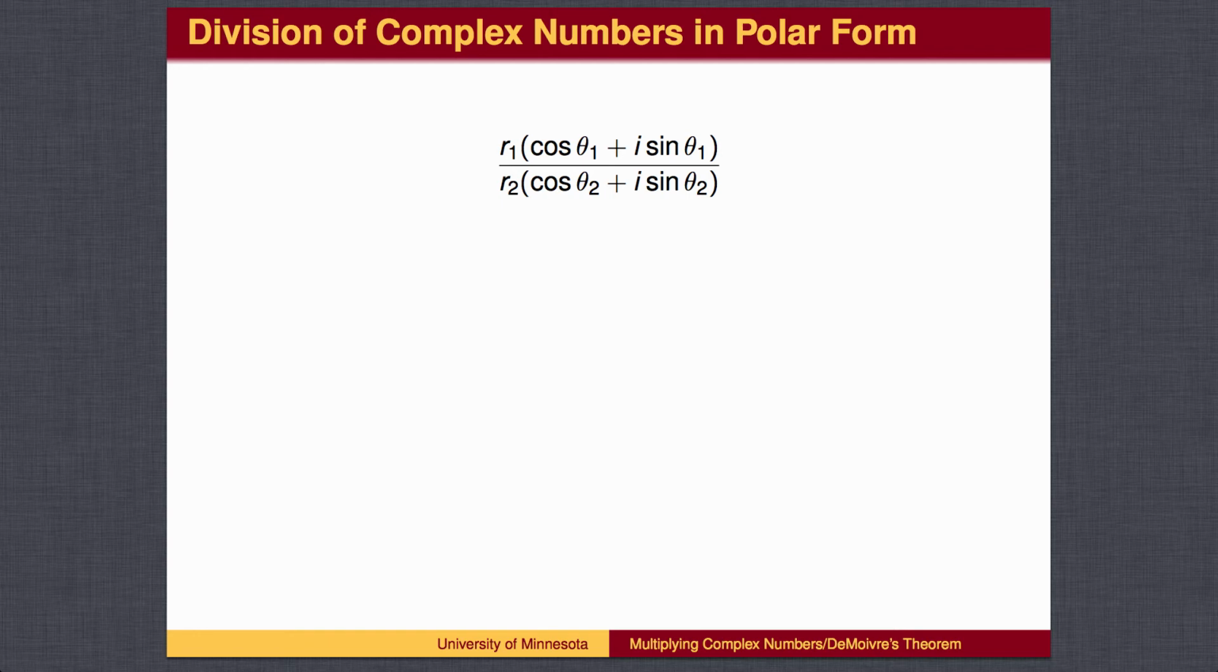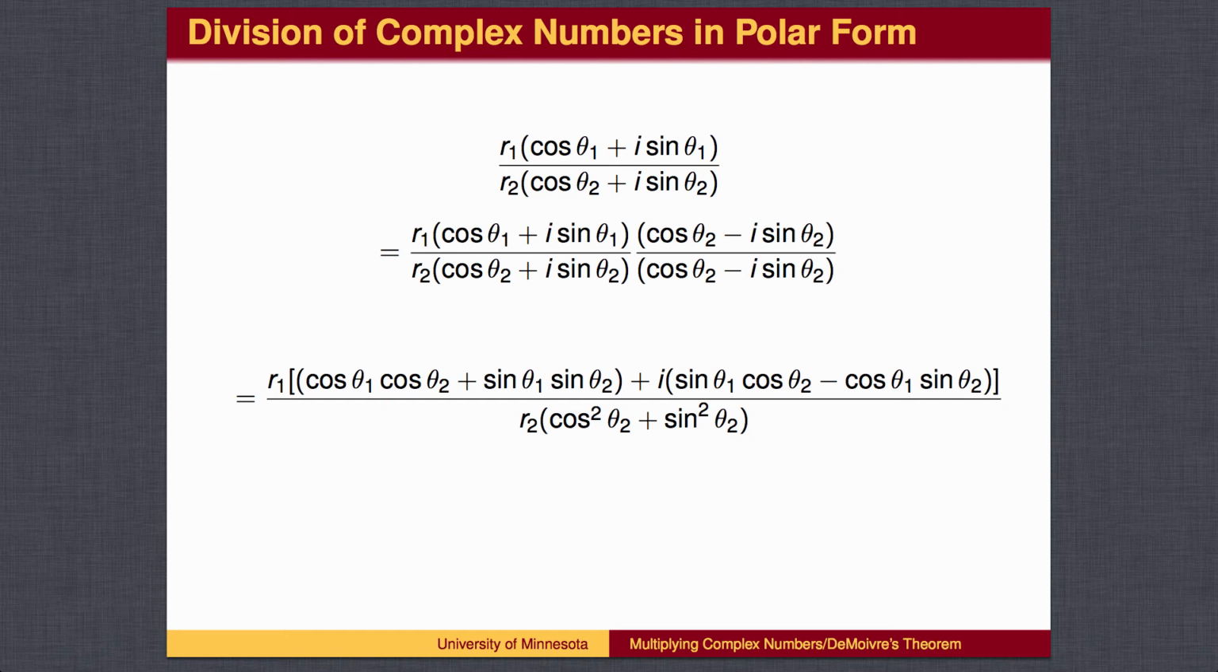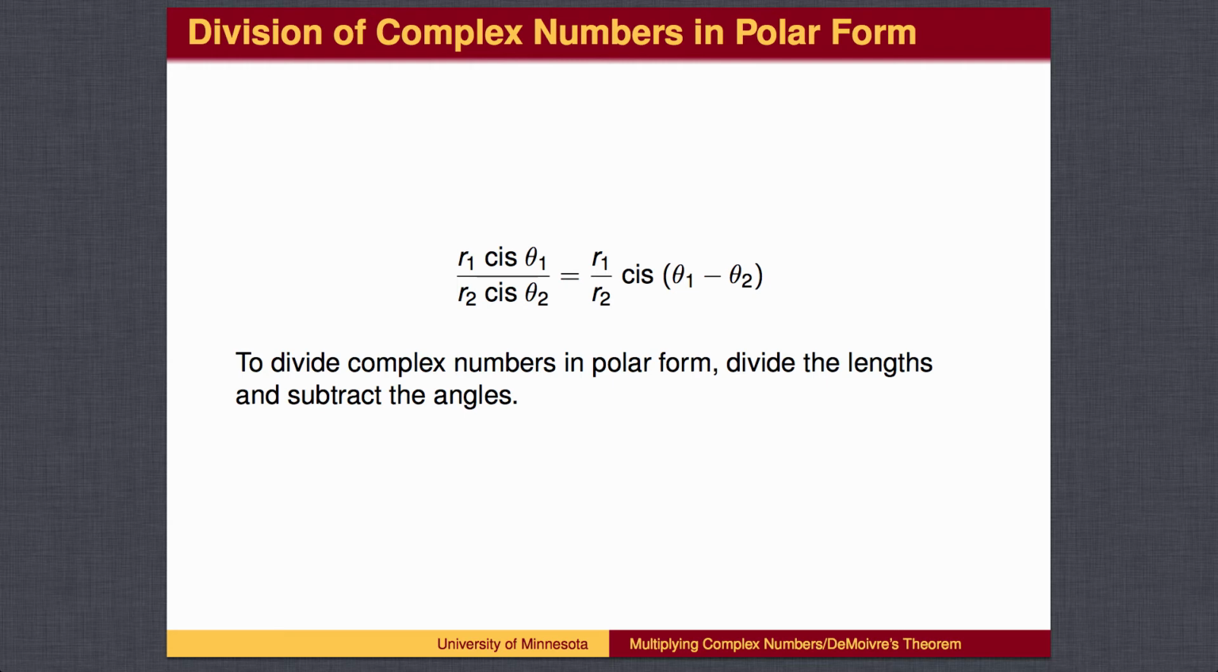Repeating this process in general, we multiply by the conjugate, FOIL, and simplify. Notice that the denominator contains cosine squared plus sine squared, which equals 1. The numerator has formulas for angle minus angle. To recap, to divide complex numbers in polar form, divide the lengths and subtract the angles.